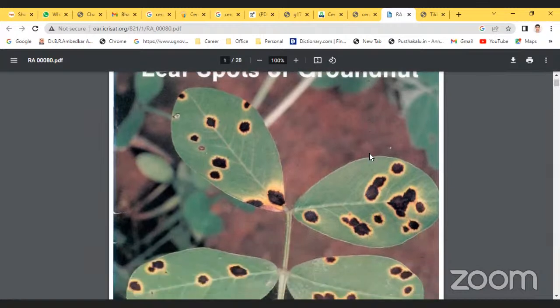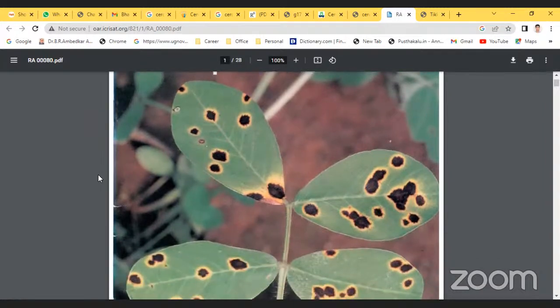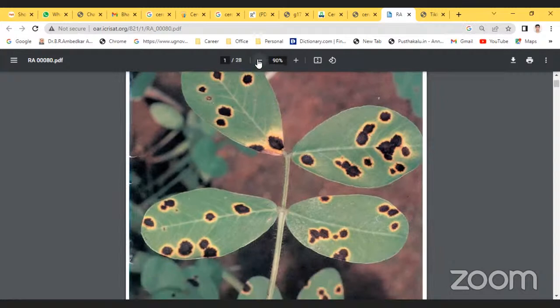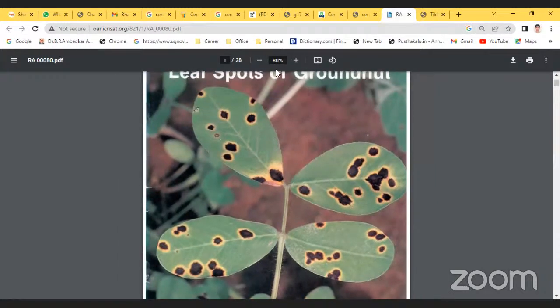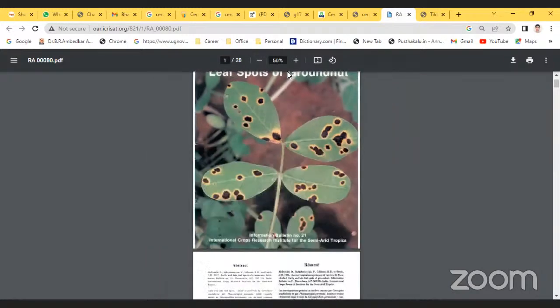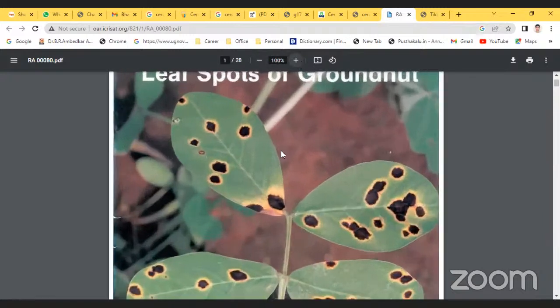Just look at the slide. Is my slide visible? Yes, sir. So what is the leaf? Groundnut, sir. Yes, this is the groundnut. How does it look? How do the spots look? Brownish and yellowish, sir. Brownish, and the surroundings are yellowish, sir. Yes.